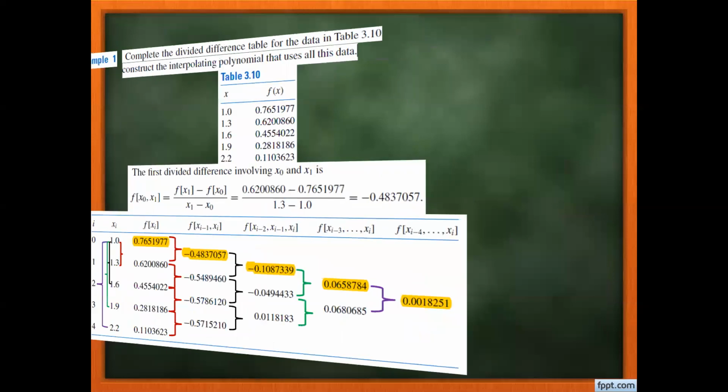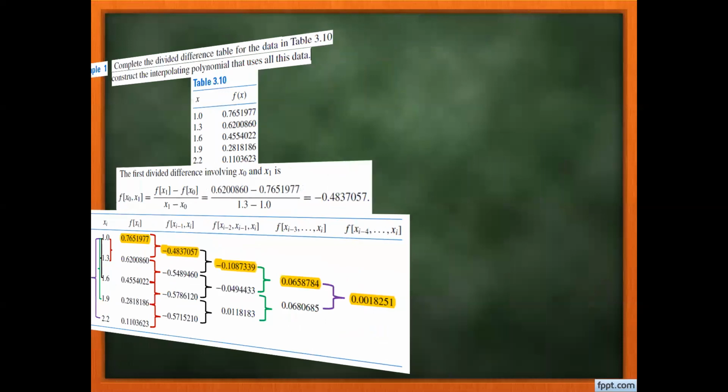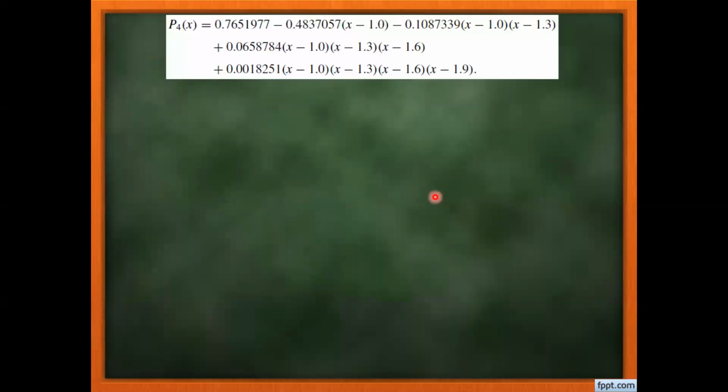Now, once we are able to compute all these values, A0, A1, A2, A3, and A4, we are going to plug these values into the polynomial. So the polynomial will be of order 4. That is the value of A0 plus A1 times X minus X naught plus A2 times X minus X naught times X minus X1.